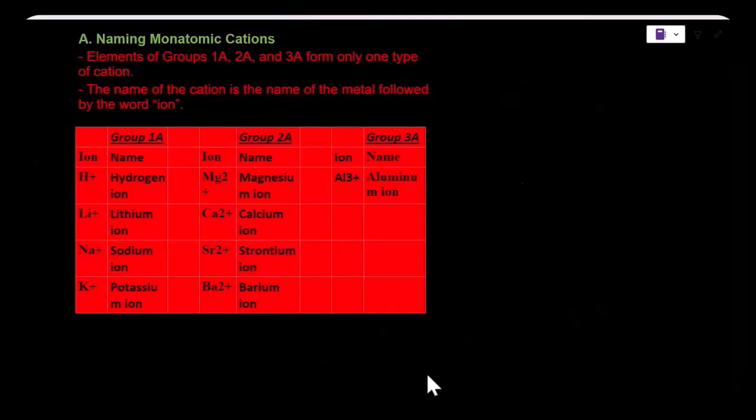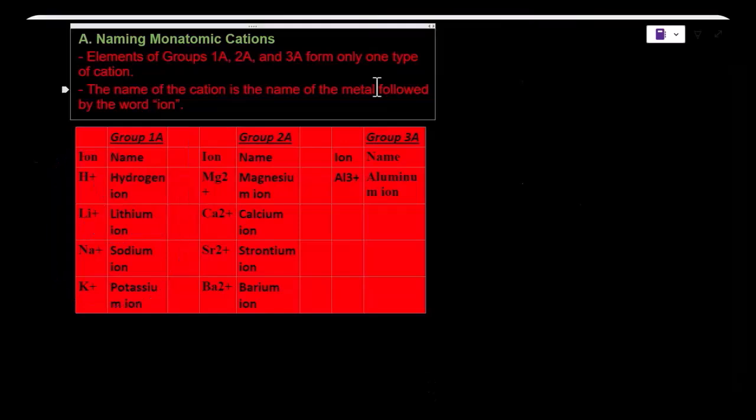I want to briefly go over naming ionic substances. For the main group elements, the naming system is pretty straightforward. Elements in groups 1A, 2A, and 3A form only one type of cation. The name of the cation is just the name of the metal followed by the word ion. So with hydrogen, it would just be hydrogen ion. Lithium, it would be lithium ion, and so on going down. For group 2, it would be the same thing, magnesium ion, calcium ion, and for aluminum, it would be aluminum ion. The ions can only form one charge, so the naming system does not need to be complex.